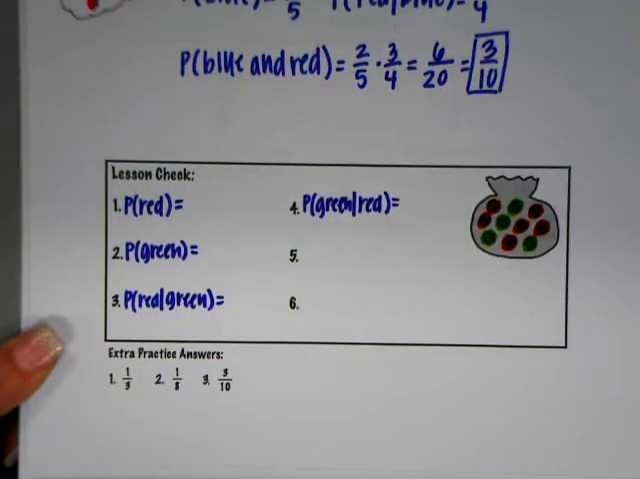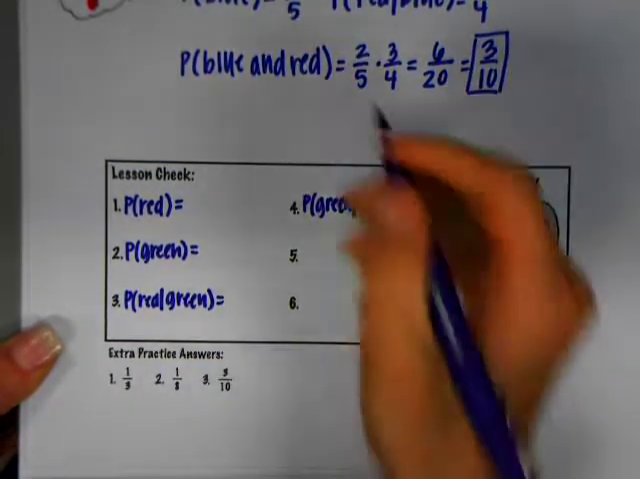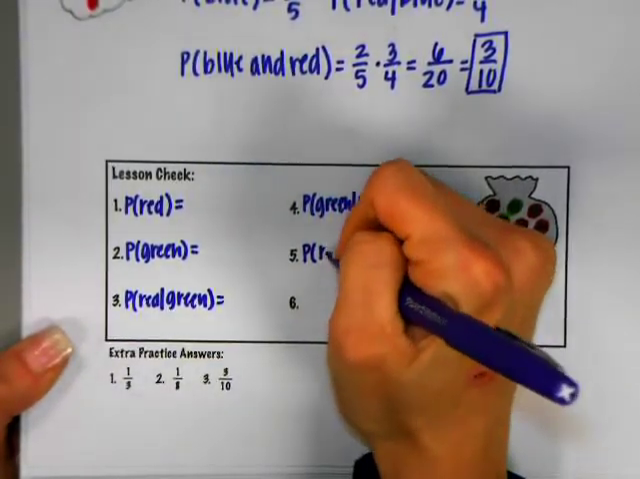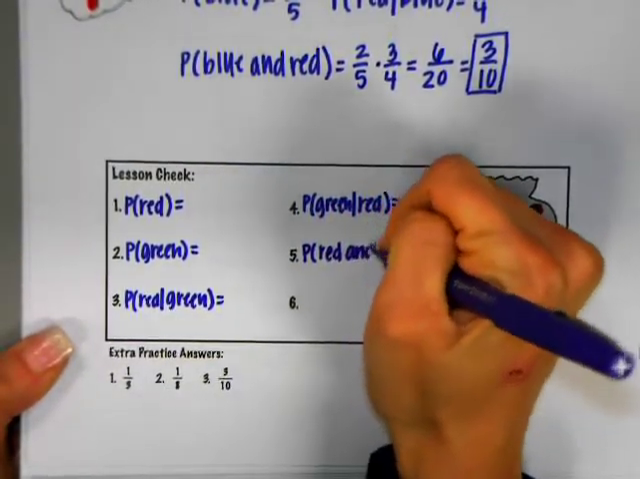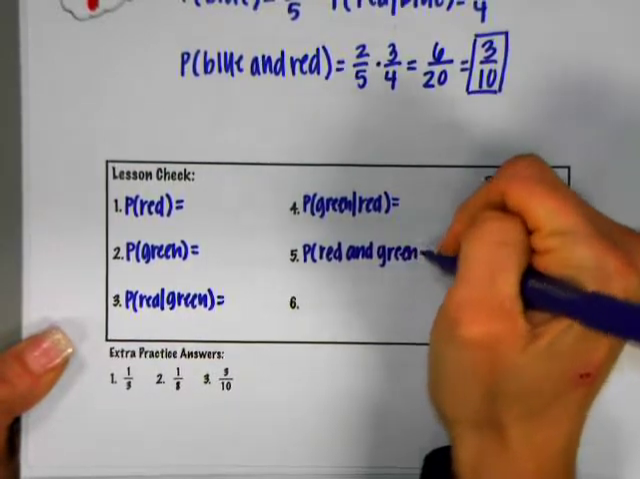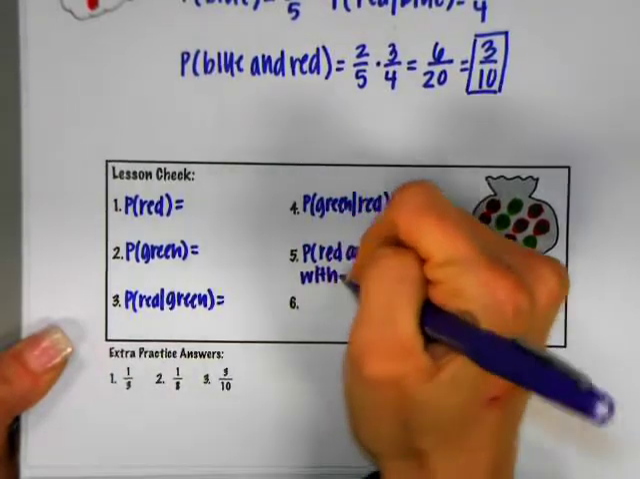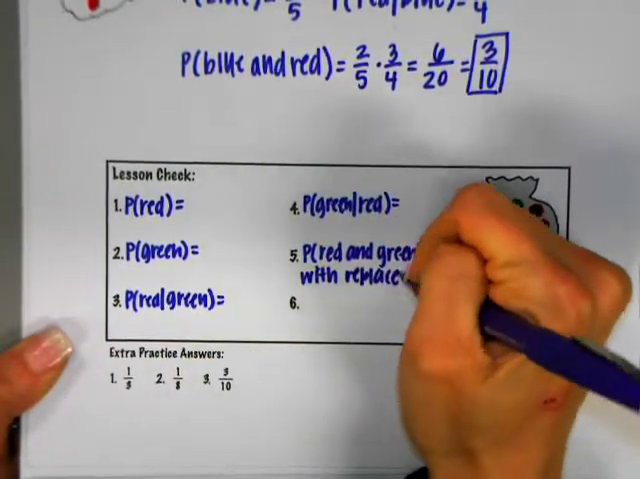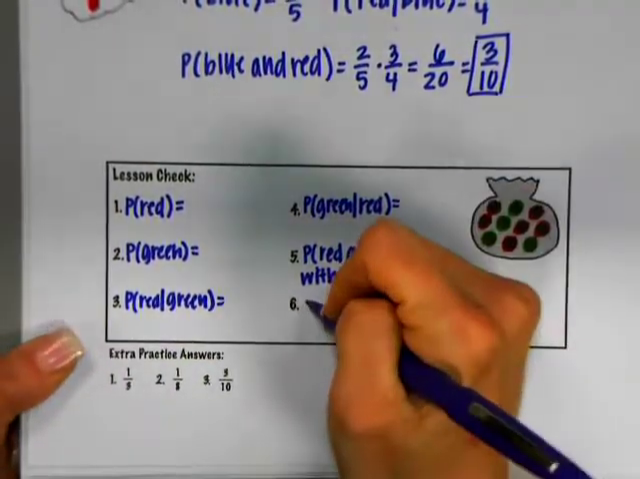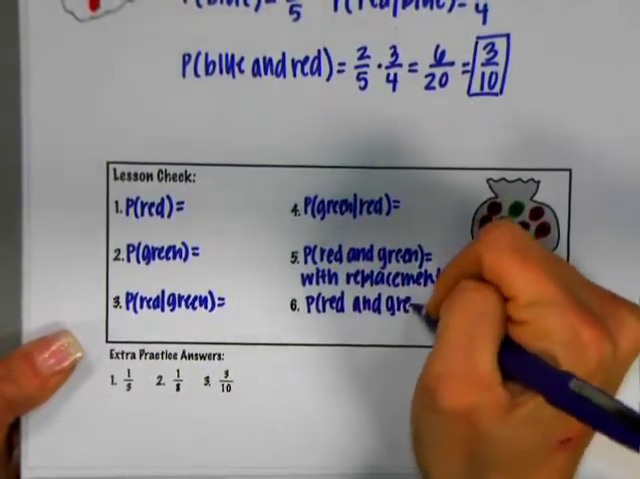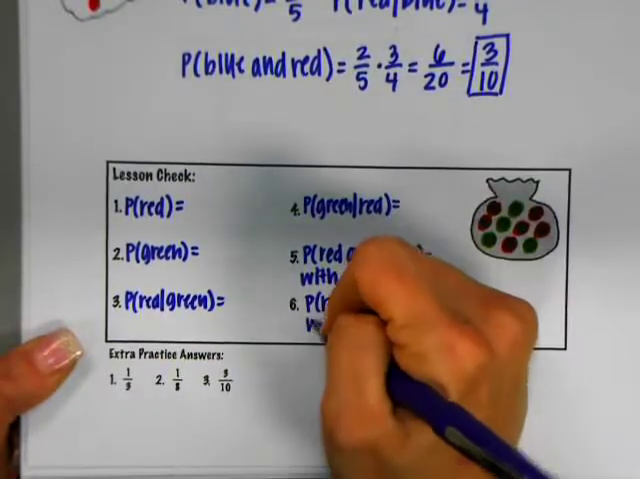And then 5 and 6, you're finding the probability of red and green, but the replacement is what changes. So probability of red and green, and this is going to be with replacement. And then same thing, probability of red and green, but this one's going to be without replacement.